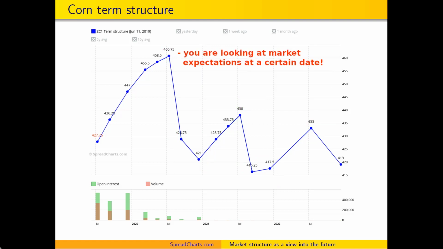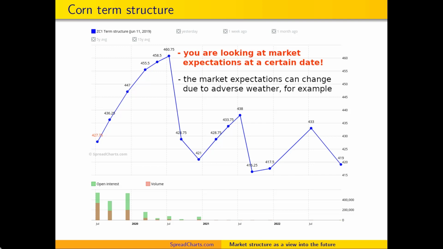So, when you are looking at this chart, you see the market's expectations at a specific date. This date is printed in the left top corner. But of course, the expectations can change over time due to weather, for example. And just take a look back at the situation in spring 2019. The weather conditions were pretty unfavorable for corn planting, and the market was worried if there will be enough corn in the autumn. As the expectations change, the shape of the term structure curve changes too.